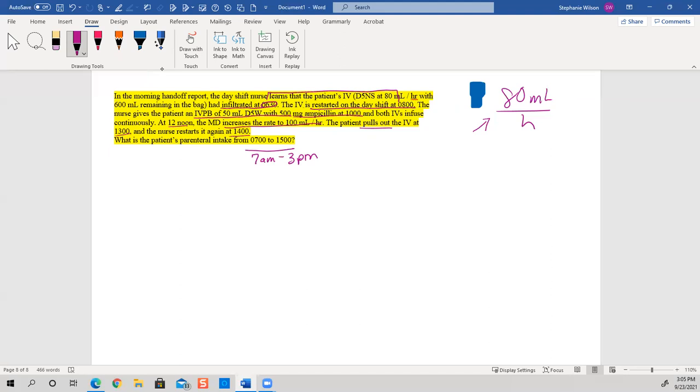We don't need anything before 8 then, right? We don't need anything before 6:30. So we got 0800 to what? So 0800 goes down to, it said noon here, right? They had the flow rate of 80 milliliters per hour.